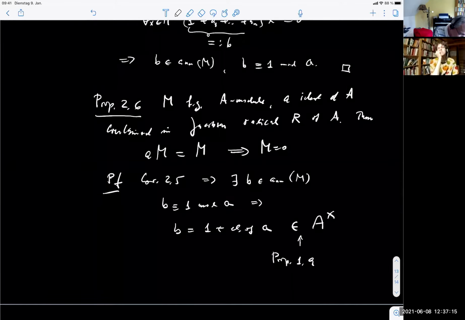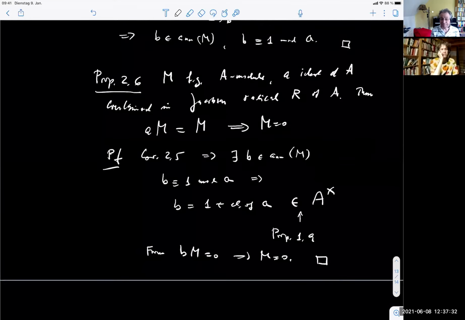Okay. So from AM equals M, we get M equals 0.